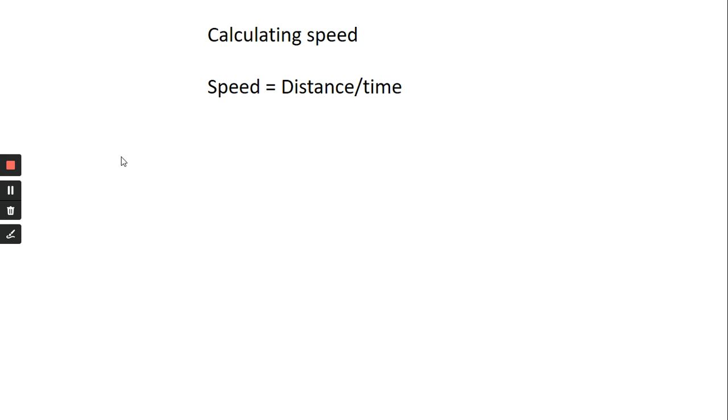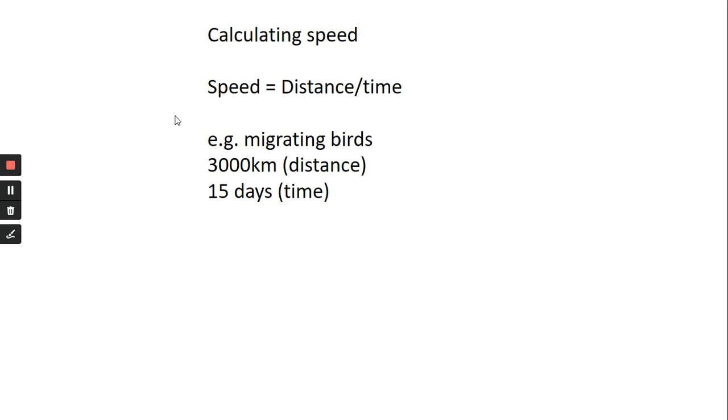Okay, now we're going to go through some examples of calculating speed. We already did an example at the beginning, when we looked at our migrating birds. We've got 3,000 kilometers, that was our distance, and 15 days, that was our time. So what we need to do is the distance divided by the time, so 3,000 divided by 15. And like we did earlier, that gives us 200 kilometers. This is our speed, remember. So we've got our 200 kilometers a day.